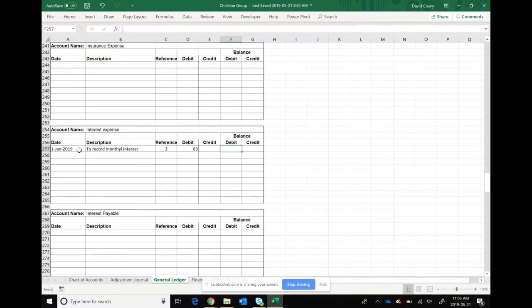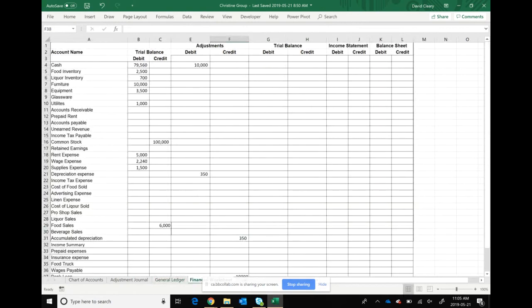Because we know that no other transaction or adjusting entry is going to affect this account, we can just take the balance right now at $83. Our interest payable, same thing. January 1st, the description to record monthly interest. Reference was 3, and it was a credit of $83. And because no other adjusting entry is going to affect this, we just take the balance again. There we go.